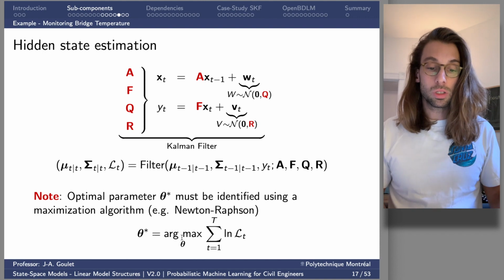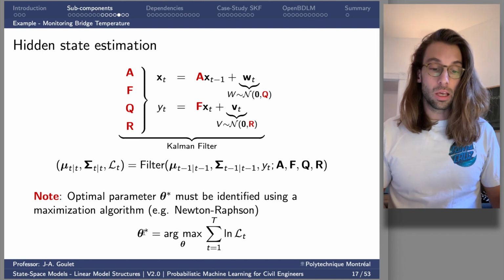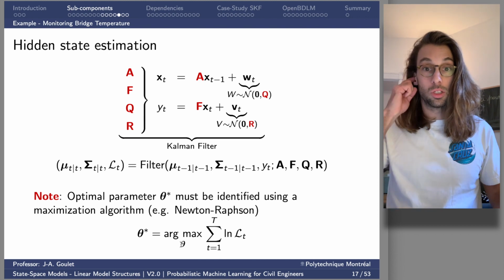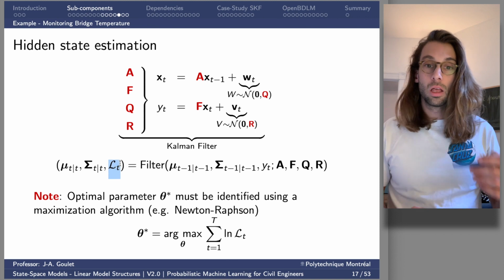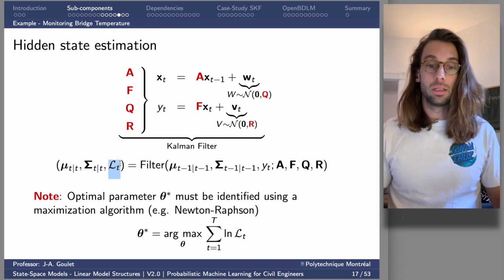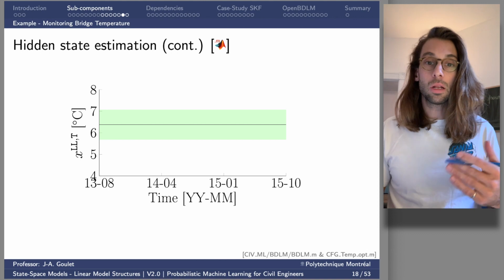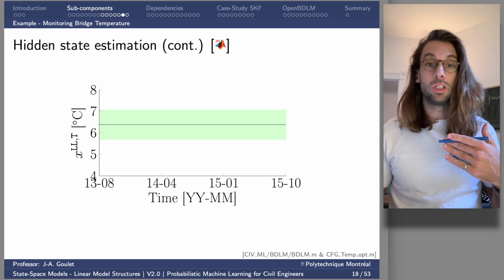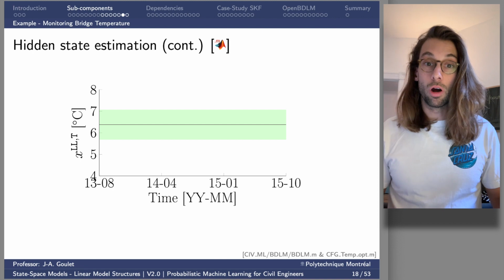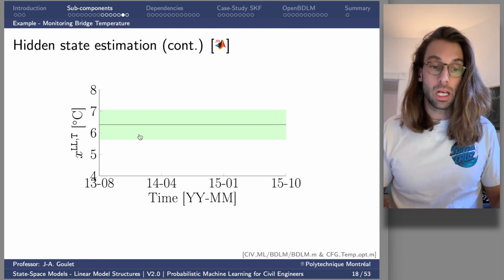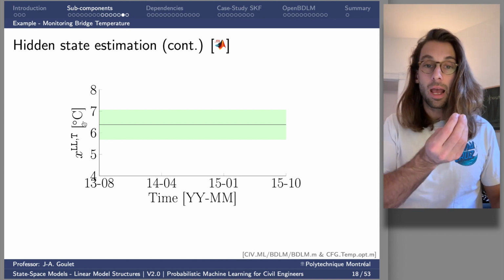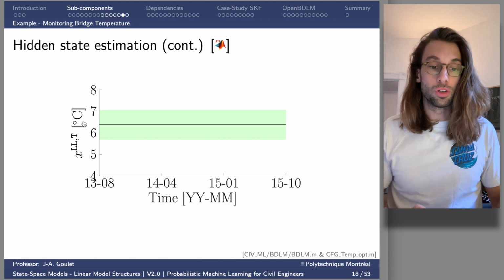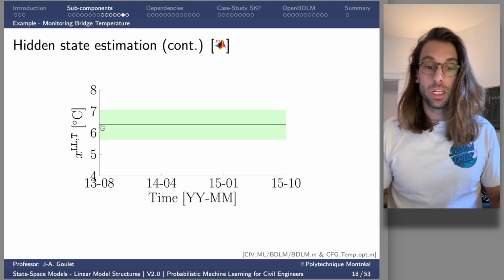So these 3 parameters need to be optimized by looking at which argument theta from these 3 parameters is going to maximize the sum of the log likelihood for all the time steps in my time series. Okay, so if we do that process, obtain our optimal parameters, and we do the smoother for estimating my hidden state, it would look like this. So we have the time from 2013 till 2015. This is my local level. This represents my average temperature over time, which is here about 6.3 degrees Celsius.